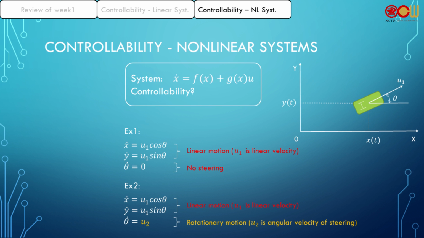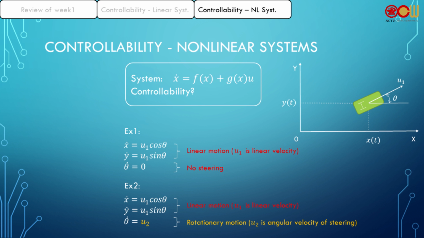So here's an example for nonlinear systems. There are 2 examples. In the first example, u1 is like the pedal of the car. You can control the linear velocity of the car. And this u1 is fixed on the vehicle, no matter how you steer the car, along the heading angle. So in the first example, there's only one control input u1, which is the heading velocity. In the second example, we add one more control input u2, which is the steering. You can say the angular velocity of this. So you can change the direction of your car.